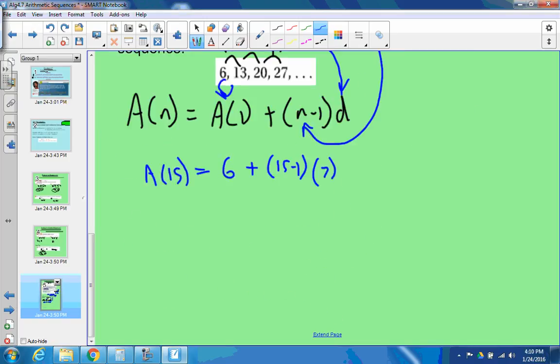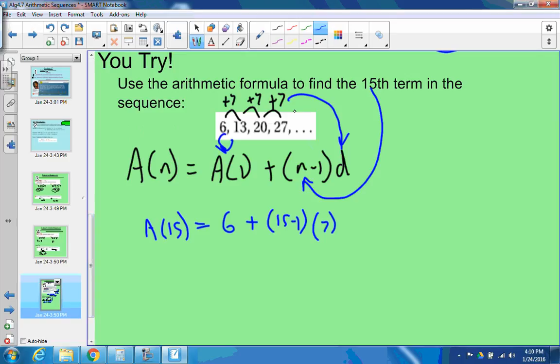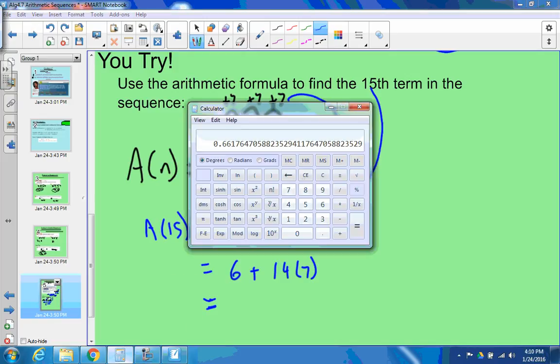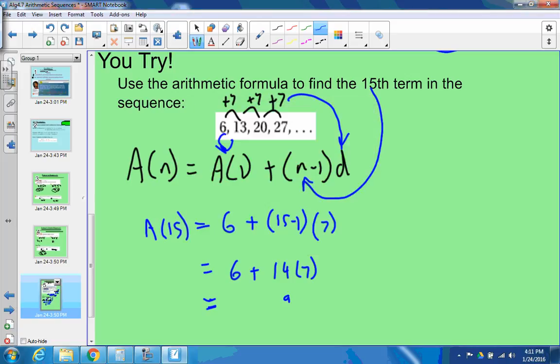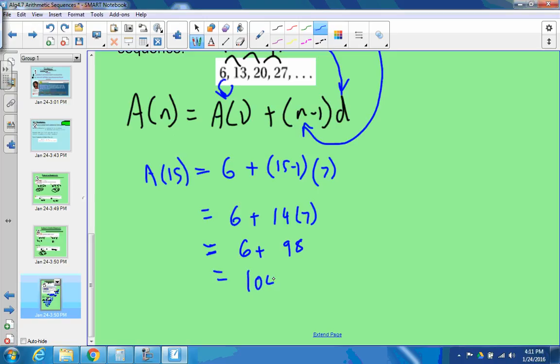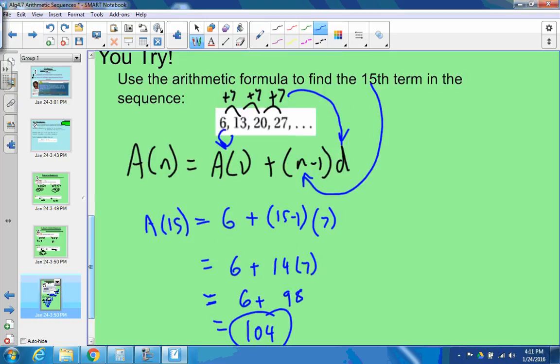So again, we're going to do order of operations to finish this one up. We do the parentheses first, which is 15 minus 1. So we have 6 plus 14 times 7. Multiplication comes next. I don't know 14 times 7 off the top of my head, so I'm going to go to my calculator. So 14 times 7 is 98. 6 plus 98 equals 104. So the 15th term in this sequence would be 104, just by using the formula.